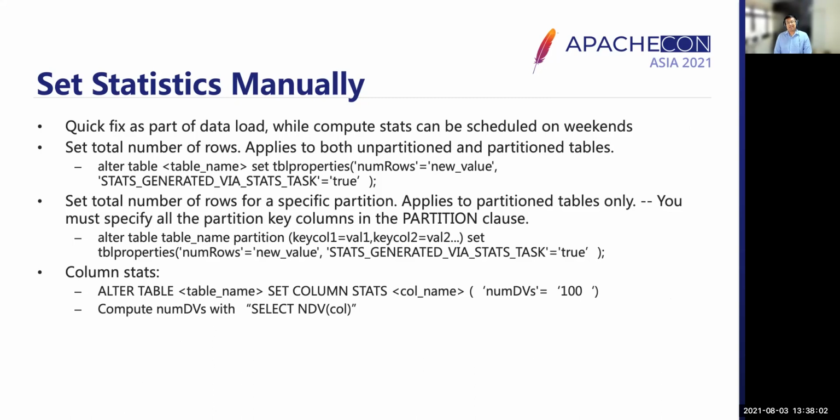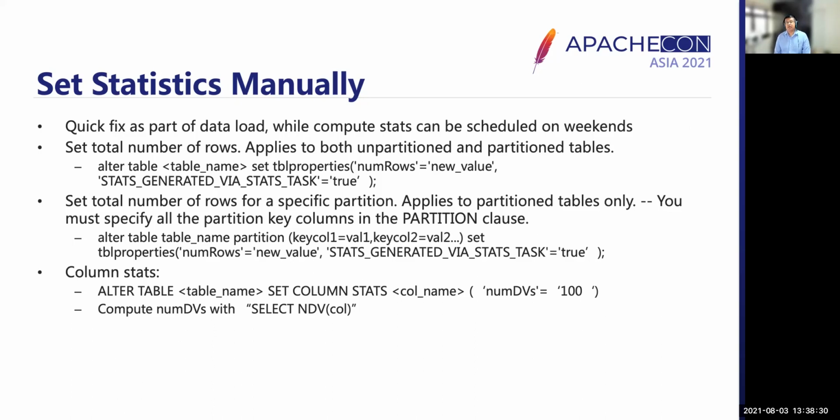Where collecting stats is a very time consuming or a very manual process, you can also set them manually. You can set them manually by setting num rows, by using the alter table command, set tblproperties numRows equal to xyz. You can also set the number of rows for a specific partition using the same thing. So alter table, table name, partition, partition name, and then you say numRows is equal to something. You can also set column stats manually.